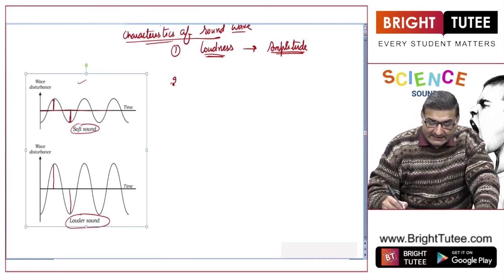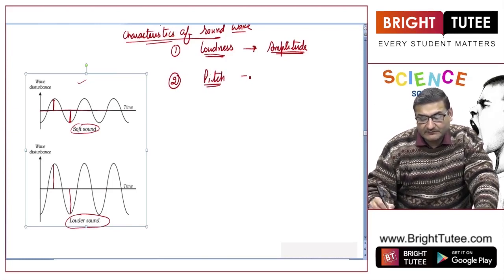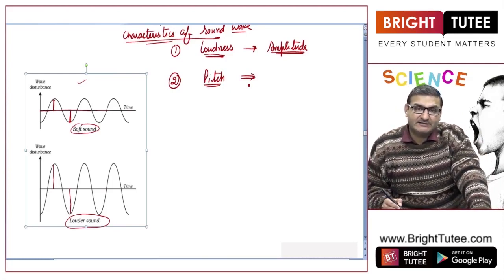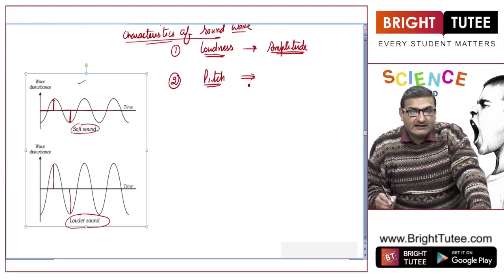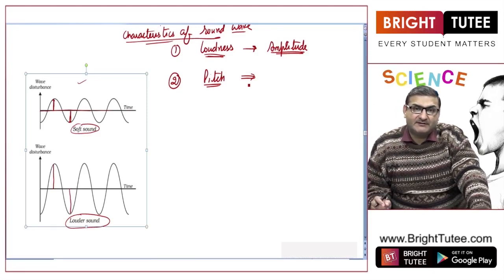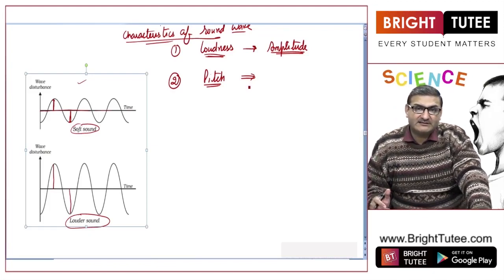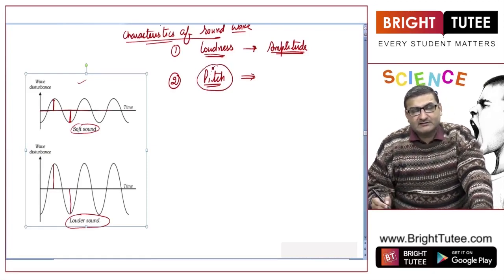Now, the second characteristic that we will be taking is the pitch of the sound. Now, what exactly is meant by pitch? A man and a woman are both talking, saying something with the same loudness, but we can differentiate between the sound of a male and the sound of a female. And what exactly is the reason why we are able to differentiate it? Because of this characteristic, that is the pitch of the sound.